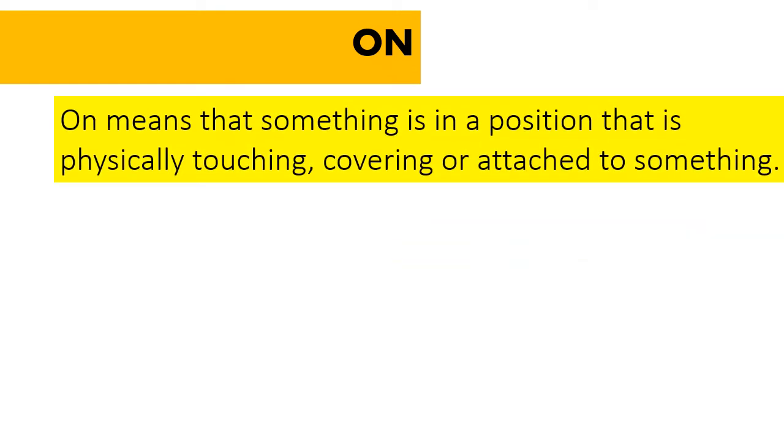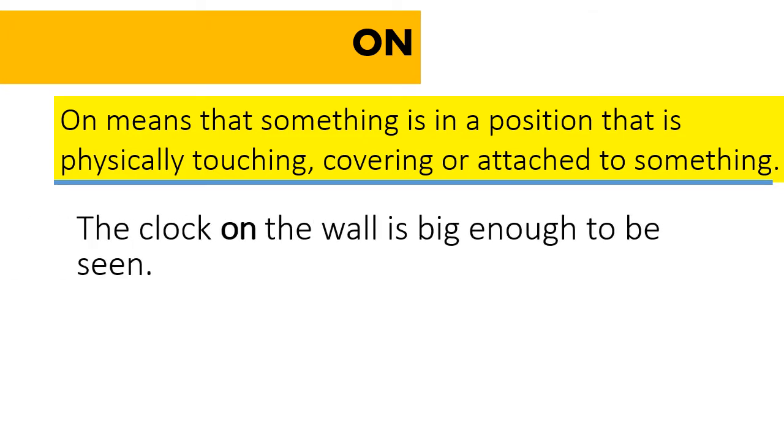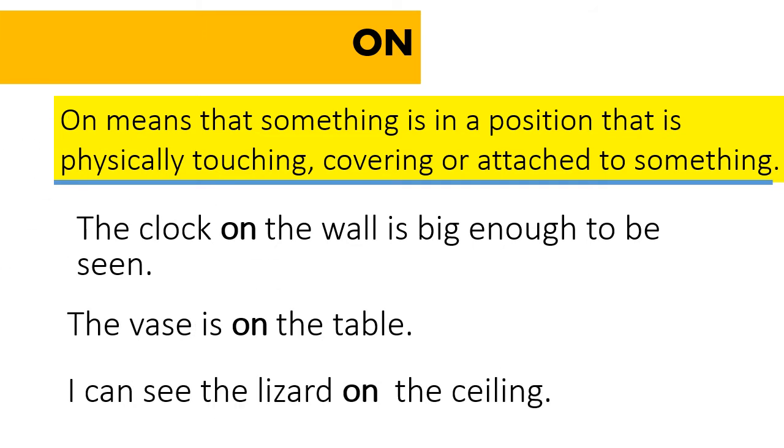Next is on. On means that something is in a position that is physically touching, covering, or attached to something. Examples of these are: the clock on the wall is big enough to be seen, the vase is on the table, I can see the lizard on the ceiling.